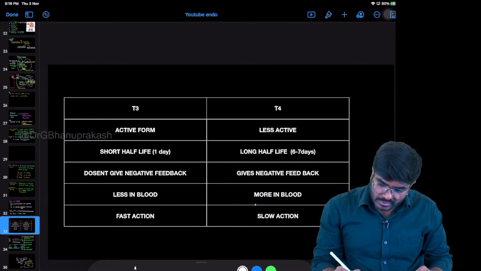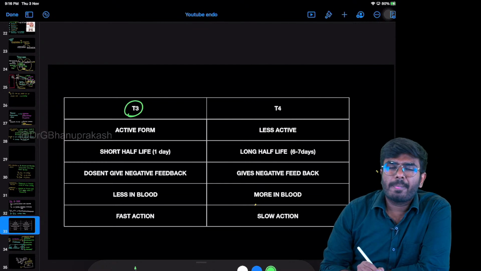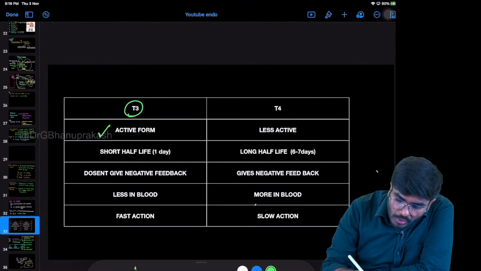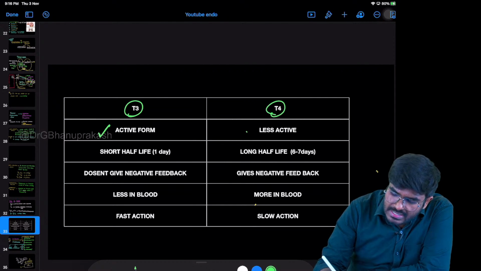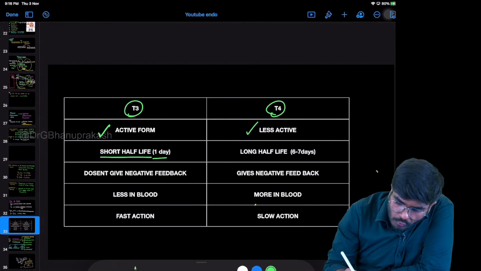Now let's see what is the difference between T3 and T4. Guys, many times the questions will come from this area. T3, is it active or not? T3 is the active form, sir, and T4 is the less active form. Now T3 has a short half-life, only 1 day.